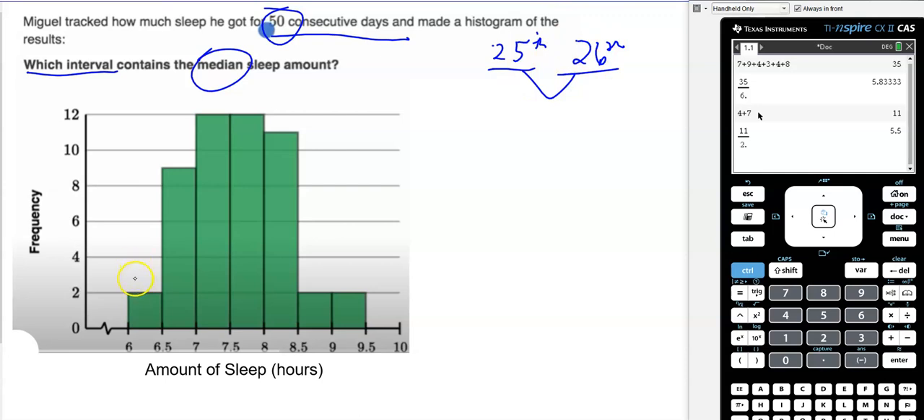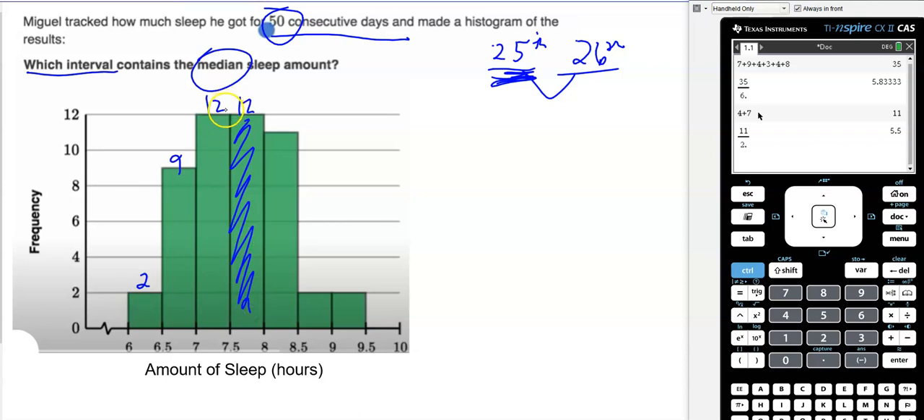It looks like in this first bar, the lowest two amounts of sleep are between 6 and 6.5. There's 2 in that column. There's 9 in this column. So between the two of these, 11 nights he got less than 7 hours. But I don't need the first 11, I need the 25th. This one's 12. 11 and 12 is 23. So the first 23 nights he got less than 7.5, but I'm looking for the 25th night. So my thought is that's got to be somewhere in here.